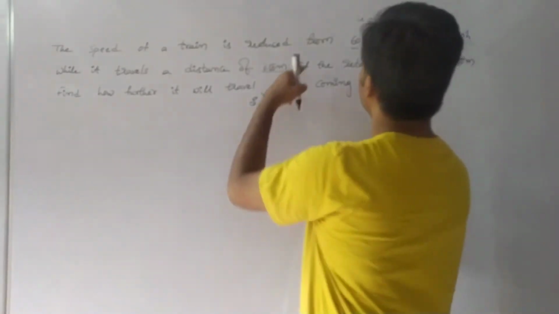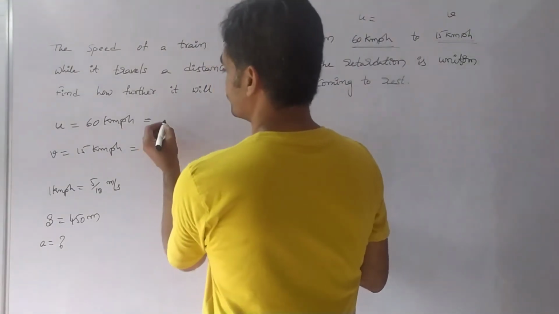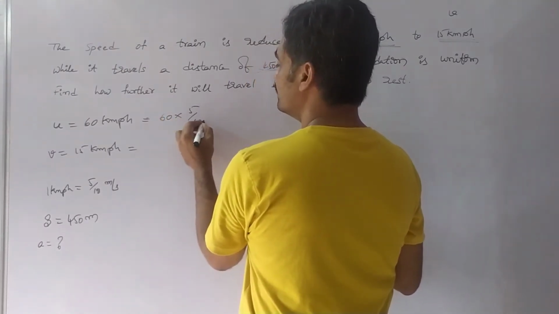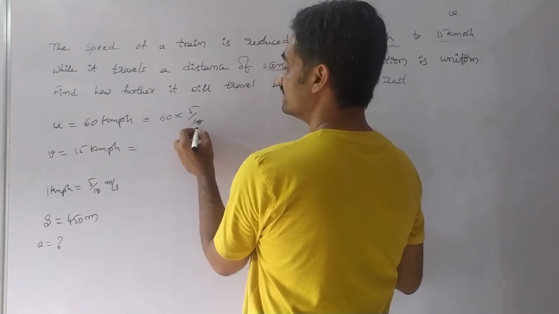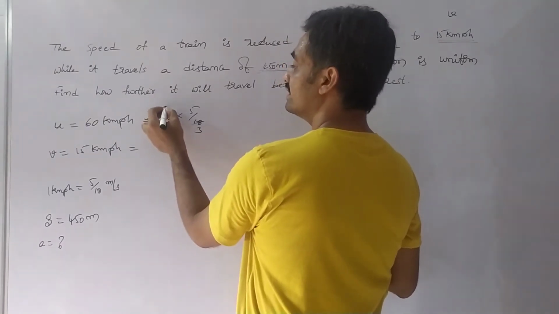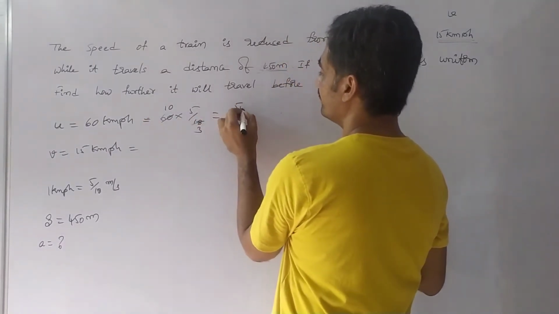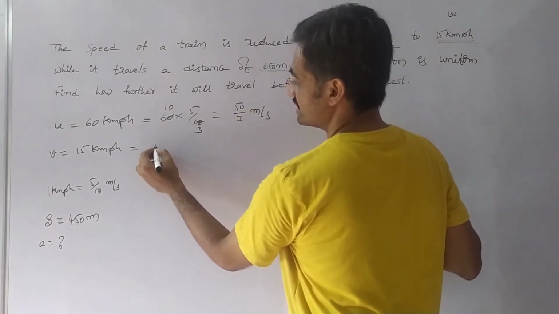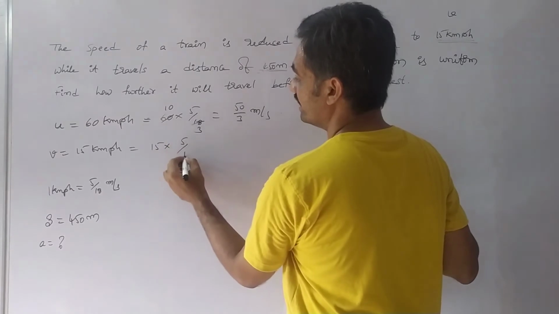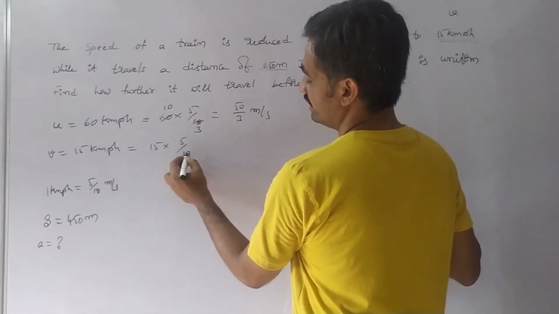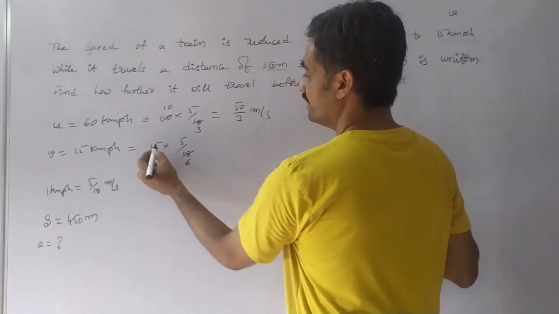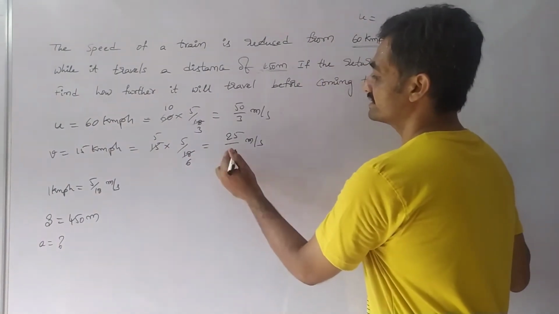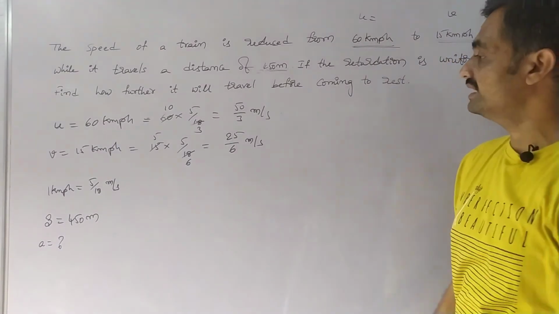In order to find this, our initial velocity is 60 km/h, so we write it as 60 into 5 by 18. Here we get 50 by 3 meter per second. Its final velocity is 15 into 5 by 18, which gives 25 by 6 meter per second.